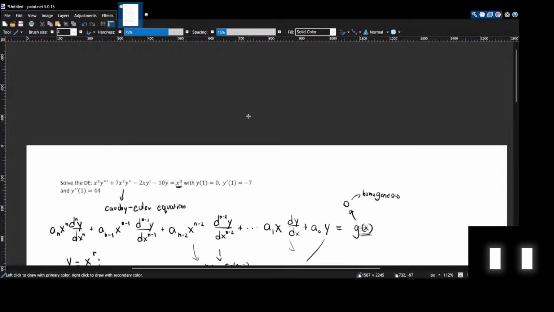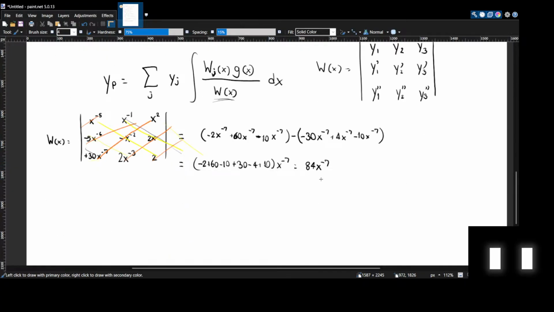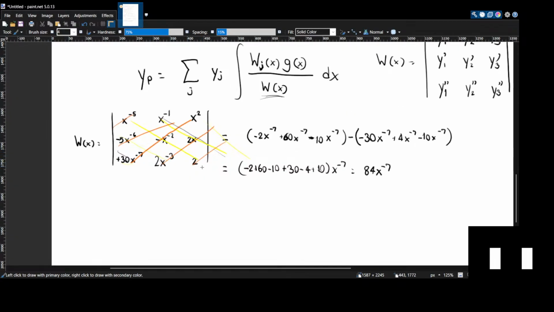Obviously we're not done here. What, do you think we would be done? No, obviously not. This is differential equations we're talking about. Differential equations, you have to solve for so much. So now we know that the Wronskian of this system is equal to 84 x to the negative 7.